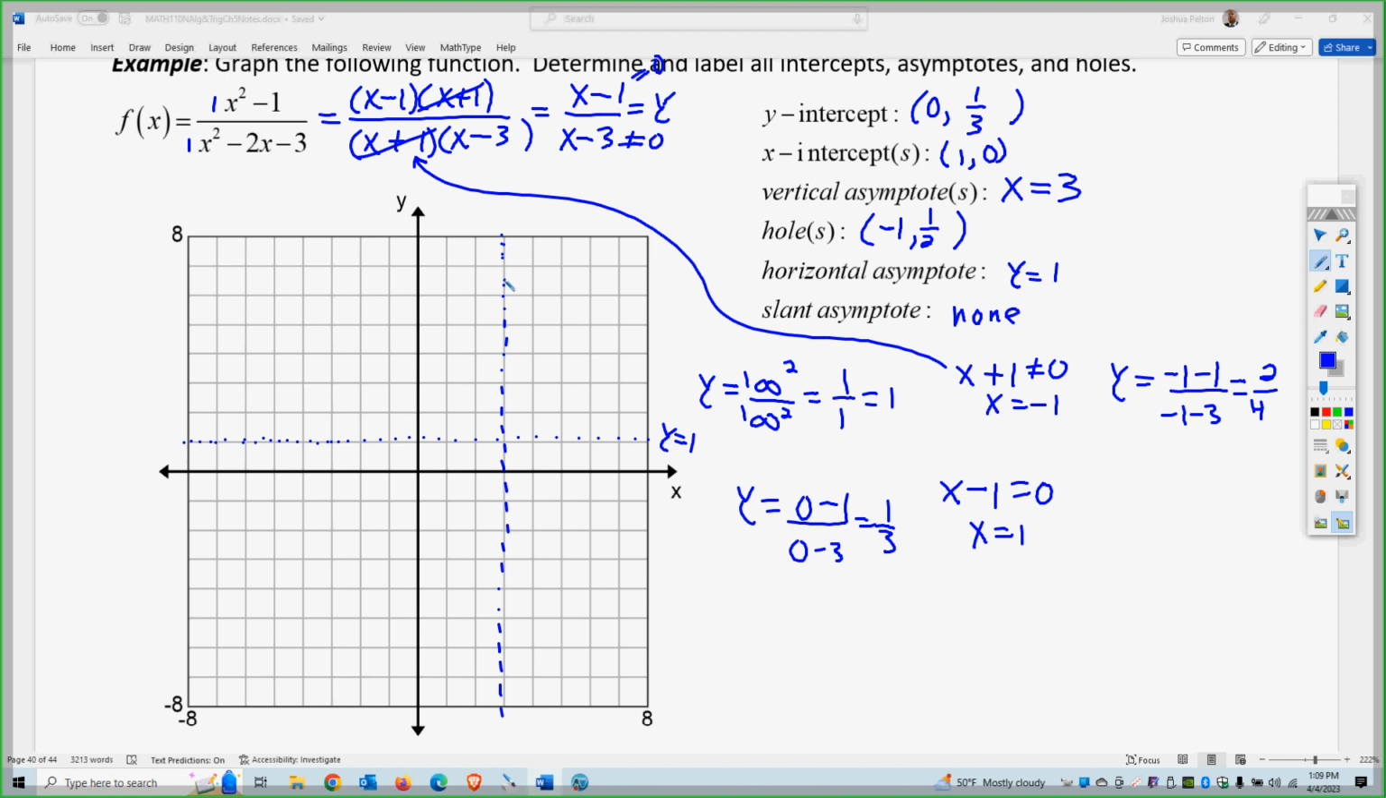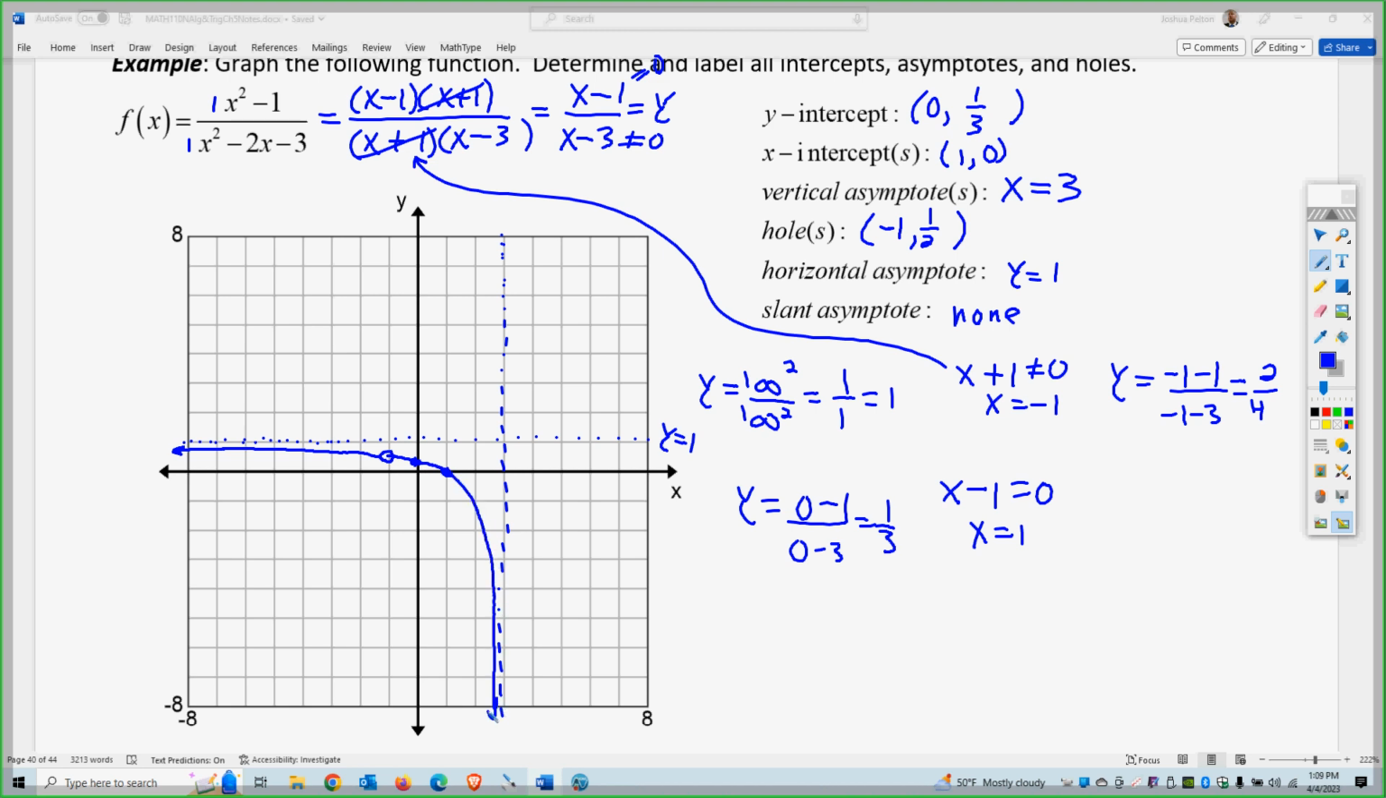I have a hole at negative 1, 1/2, so put a hole there. And I have an x-intercept at 1, and a y-intercept at 1/3. Okay. That's all the information I need to make this graph. So it's clearly going to follow the horizontal asymptote out to negative infinity. It's going to come down to here, cross the axes at these 2 points, and then follow the vertical asymptote.